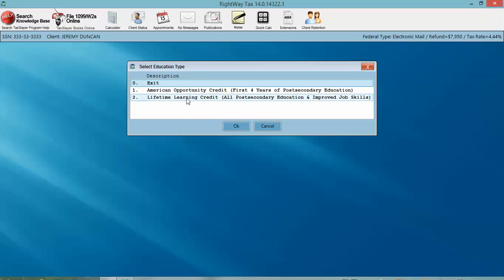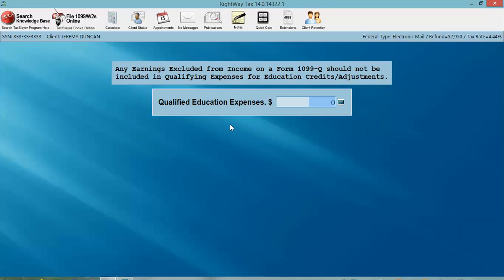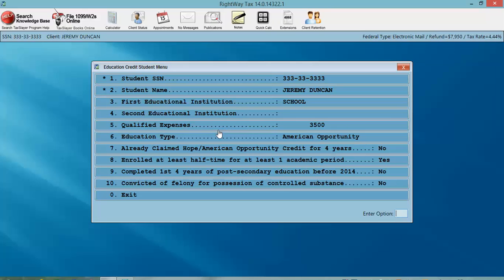From here, it's asking us which credit are you going to work for, the American Opportunity Credit or the Lifetime Learning Credit. We'll go AOC, and we're going to put in our qualified expense. Let's say we spent between everything, we had $3,500 in qualifying expenses. Again, one of the reasons why you want to read the IRS instructions is what is a qualified expense. You know, tuitions and fees, books, and a myriad of other things. So want to read those instructions.